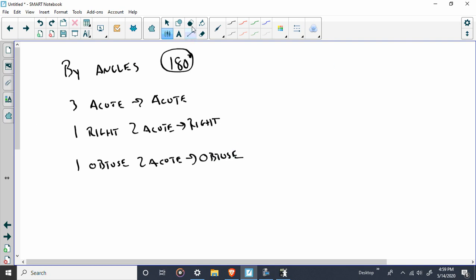An acute triangle has three acute angles. So it could be something like that. That's an acute triangle. Those look like three acute angles. This is less than 90 right here, this is less than 90, and this is less than 90. They don't have to be the same.